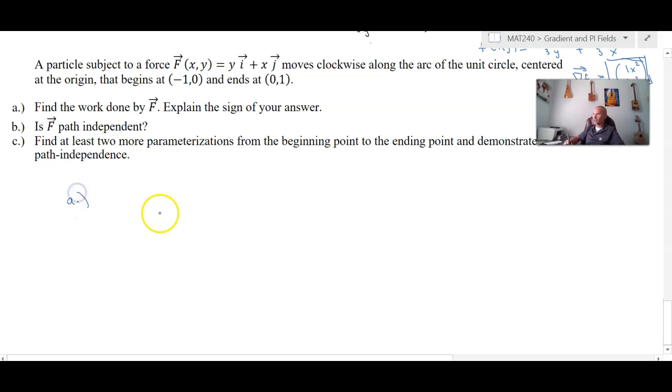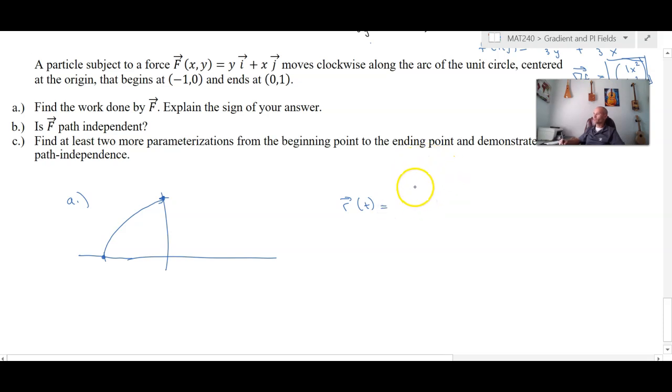So let's go ahead and just give a rough sketch of this. We're starting at the point -1, 0, which is over here, and ending at 0, 1, and going clockwise along the arc of the unit circle centered at the origin. Find the work done by f. Well, first of all, I have to find a parameterization that will take me clockwise, and I know this is going to involve sine and cosine.